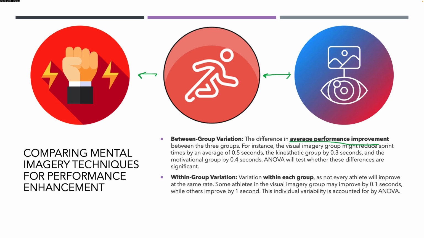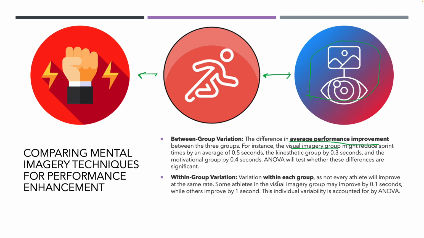And I have a little scenario here. Let's say the visual imagery group might reduce sprint times by 0.05. That's pretty good. The other group might reduce it by 0.3, and the motivational group by 0.4. So this would suggest that the motivational group responded best to the intervention and decreased their sprint time.